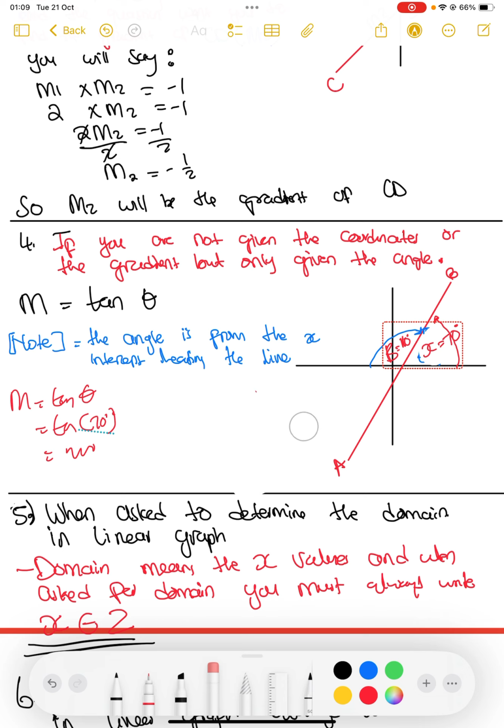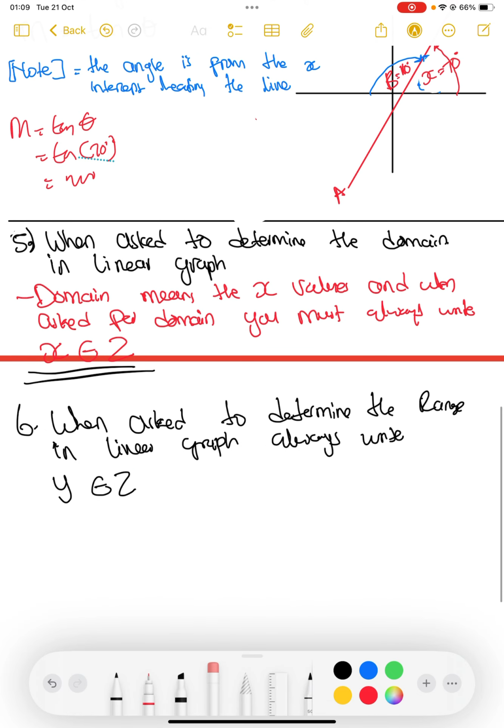Okay, so number 5, when asked to determine the domain in a linear graph, just know that every time they ask you what is the domain of this graph, in a linear function the domain is always x is an element of real numbers. And when asked for the range of a linear graph, just know that it's always y is an element of real numbers.